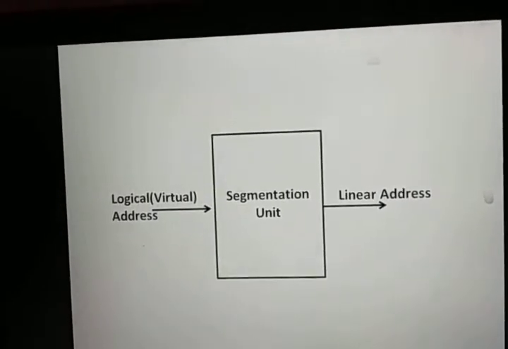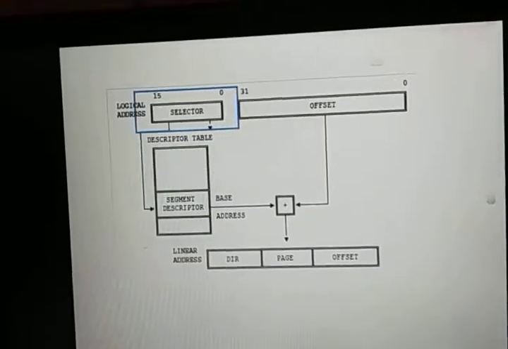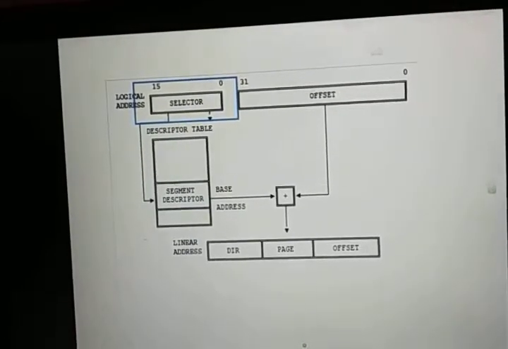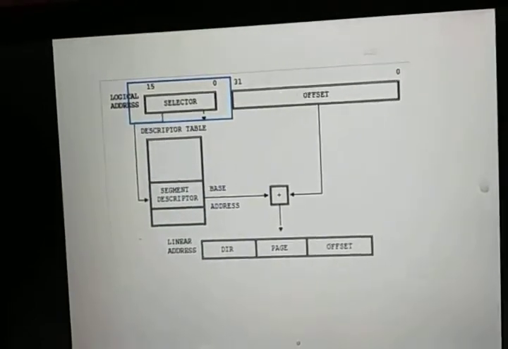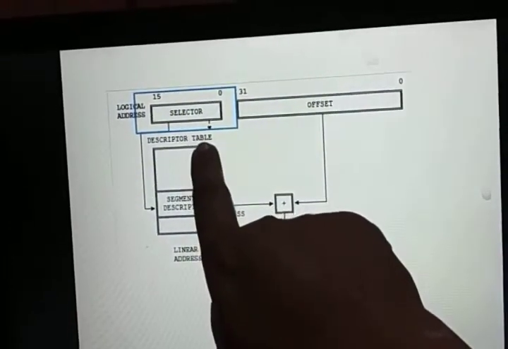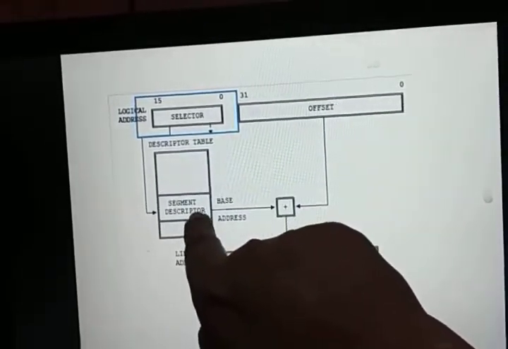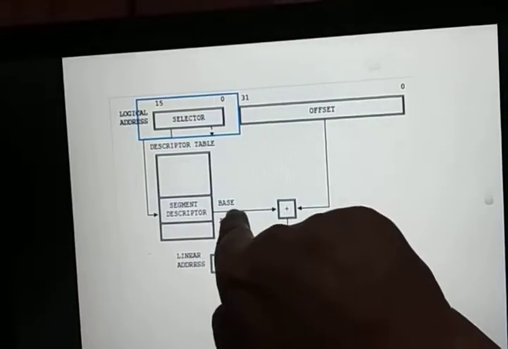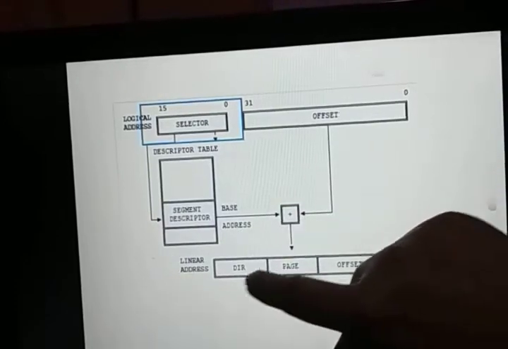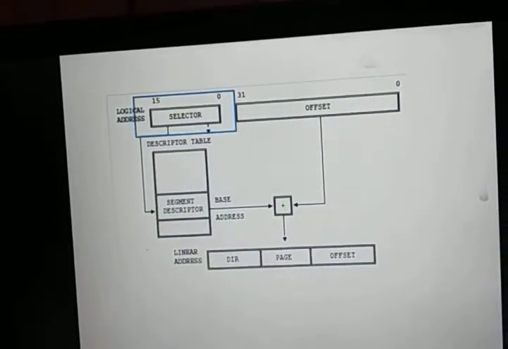Segmentation. We convert a logical address into a linear address by using the segmentation unit. This is the diagram of the segmentation unit. First, the logical address is divided into two parts, the selector part and the offset part. The selector field is a 16-bit field that points to the descriptor table. This descriptor table contains the descriptors, so in the descriptor table we find the segment descriptor. The segment descriptor provides the base address. When we combine this base address with the offset value, the logical address is converted into a linear address. The linear address contains three parts: directory part, page part and offset part.